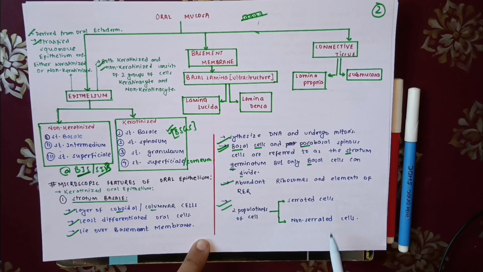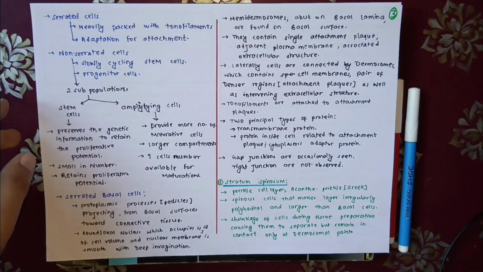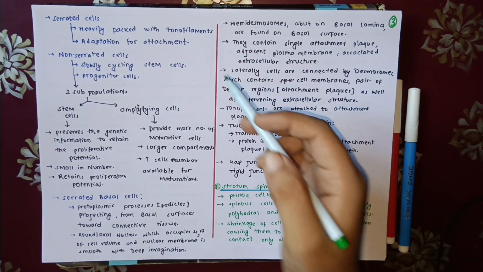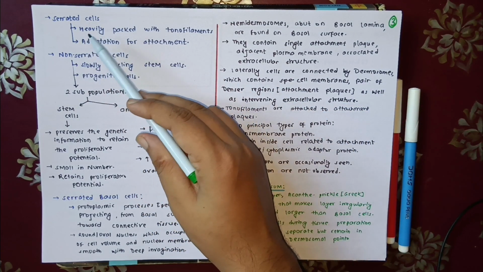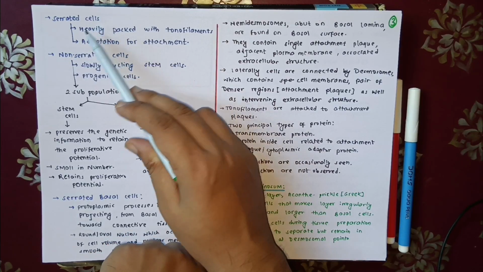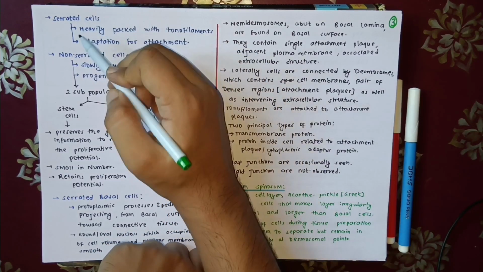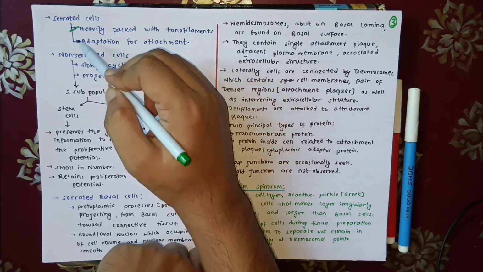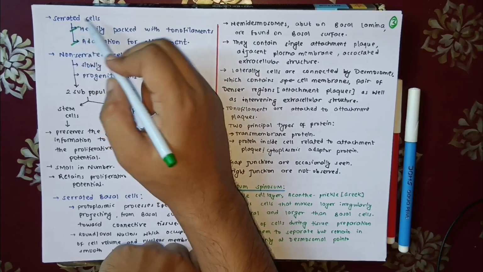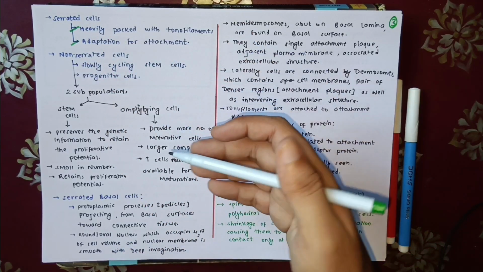In the next point there are two populations of cells, and this is very important. One is serrated cells and the other is non-serrated cells. Now we will discuss the serrated cells and the non-serrated cells. First, the serrated cells. Serrated cells are heavily packed with tonofilaments, and they are an adaptation for attachment. The main function of the serrated cell is the adaptation for attachment.